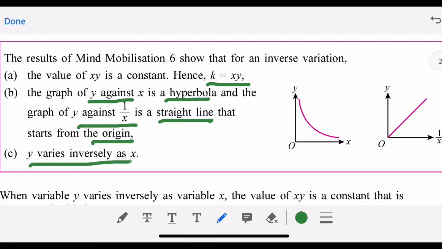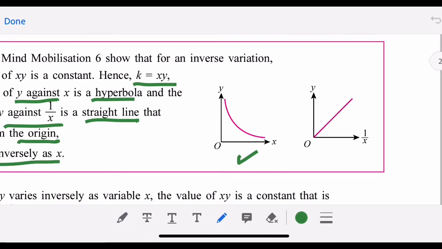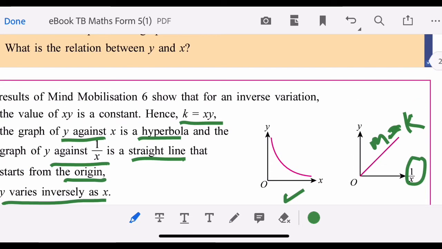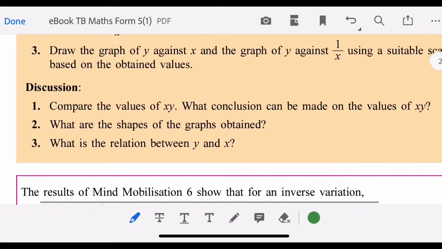So that means when y varies inversely as x, you will have a graph like this. So if you plot the graph of y against 1 over x, this is 1 over x, you will get a straight line with a gradient equal to a constant. Okay, basically you will get a graph like this.